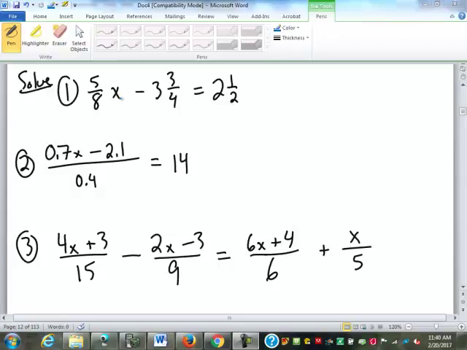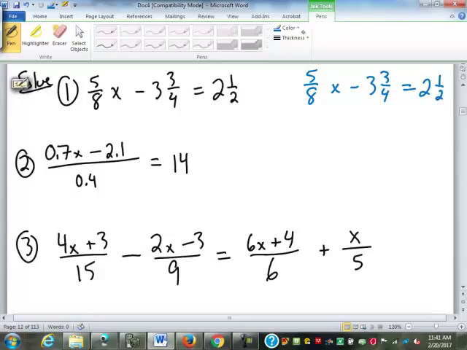Okay, so these equations we have here are ones that are similar to ones we did last week, maybe just a little more difficult, only because I used more difficult numbers. Let's take a look at the first one up here. So 5/8 x minus 3 3/4 equals 2.5. Now again, this looks complicated only because there's fractions in it. What would be the first step we would have to do here?